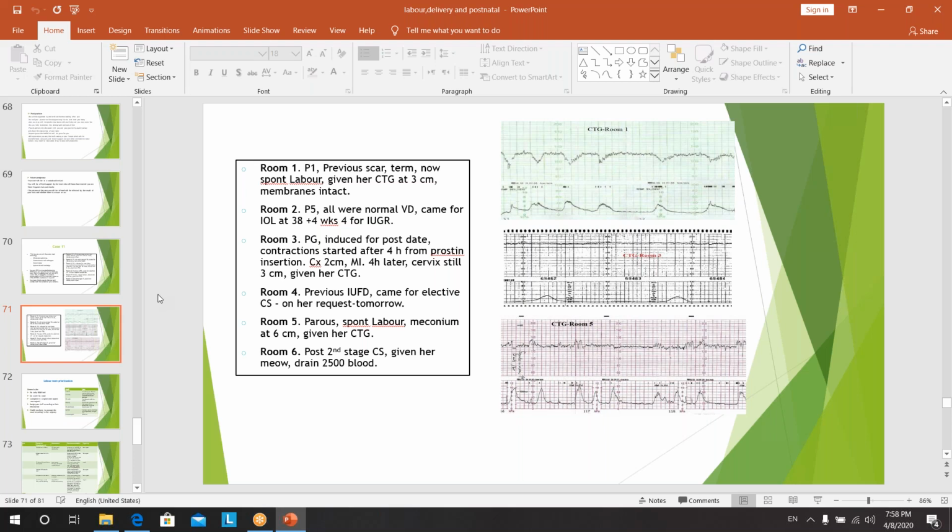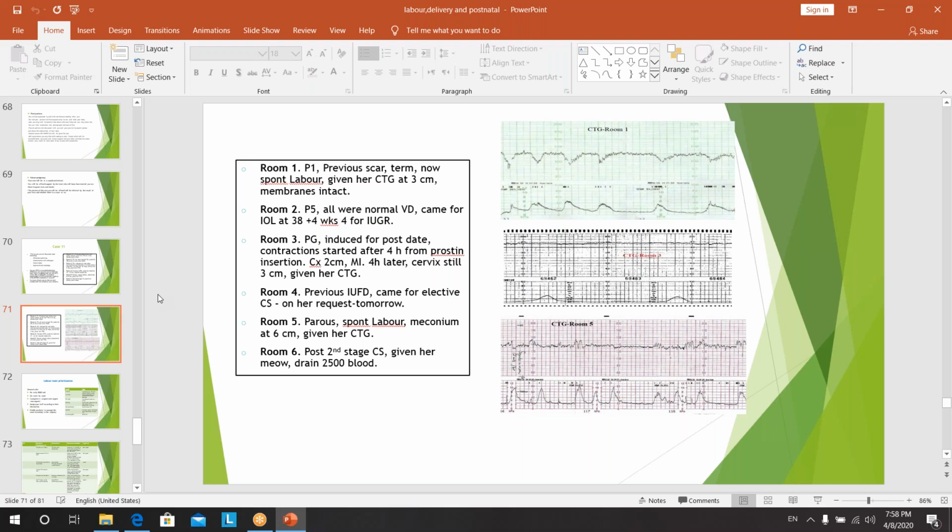Okay. So room 1 is the previous cesarean section, and she's at 3 centimeters, and the CTG in spontaneous labor is showing recurrent decelerations. Variability is good, and so I would still consider her urgent, and I have to do the ARM for her.